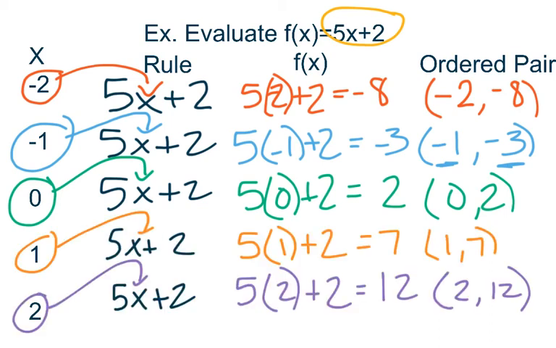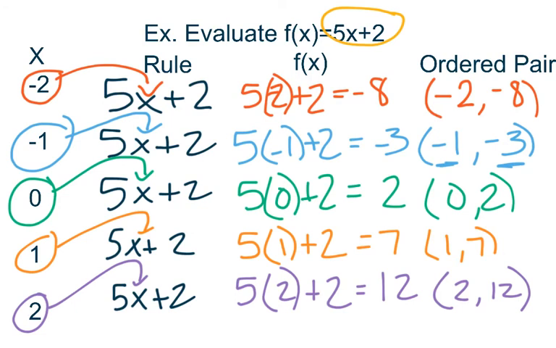Okay, so you can see if you got it right. So in orange, I evaluated the function for 1. I replaced x with 1. I got 7. So my coordinate point, my ordered pair was 1, 7. And then the last one in purple, I evaluated the function for 2. I replaced the x with 2. My answer was 12, so my ordered pair was 2, 12.